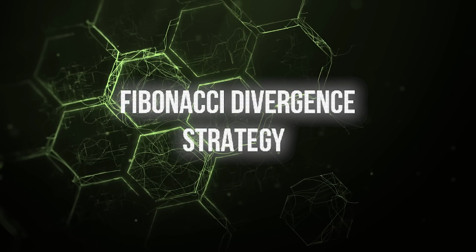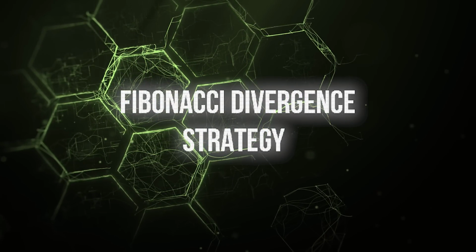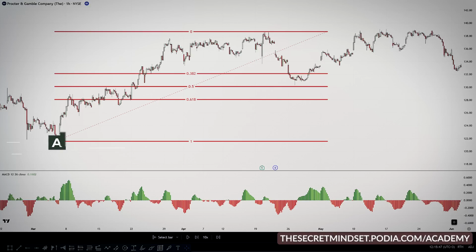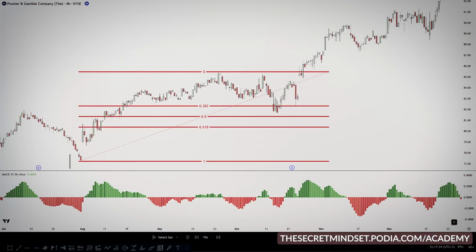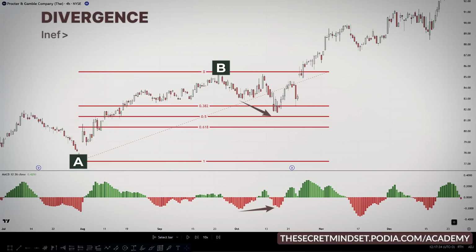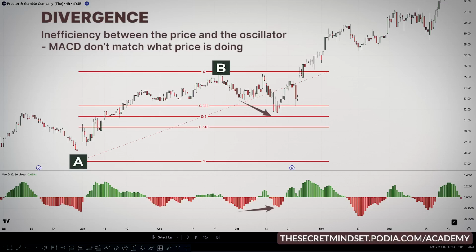One of the most underrated ways to trade Fibonacci levels involves divergences. A divergence is a leading trading signal, and it can help confirm if a price reaction is likely. It's simple. Just choose a momentum indicator. I prefer to use the MACD. This indicator shows if a trend is strong or weak. Yes, it lags, but we don't need crossovers or other signals. We simply look at inefficiencies between the price and the oscillator. When MACD doesn't match what price is doing, it's called divergence. And as I said, a divergence at the Fibonacci level is a strong sign of a possible reversal.